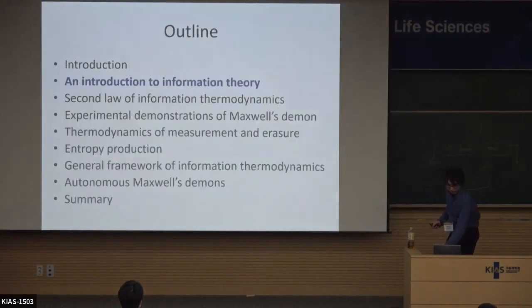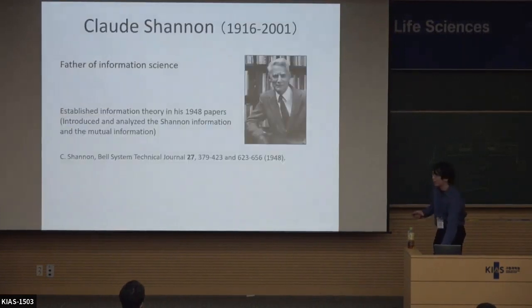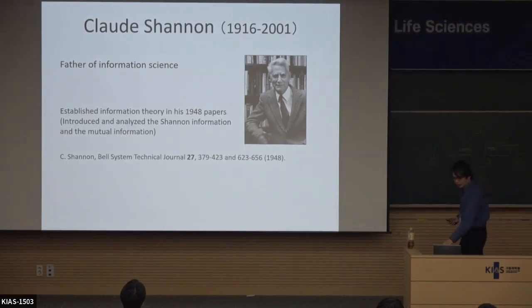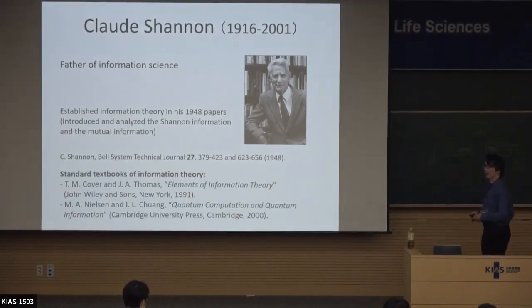Okay, so now I'm going to give a brief introduction to information theory. I suppose that most of you are not very familiar with information theory, so I will start from the very beginning. Here's Shannon. He established information theory almost by himself alone. Now if you look at some short review or short textbook, I think it's almost the same as Shannon's original paper. In that sense, Shannon established information theory in a very modern way based on these two papers.